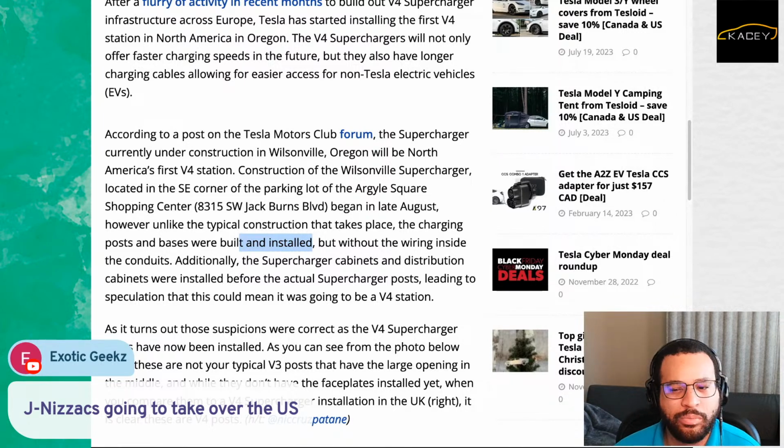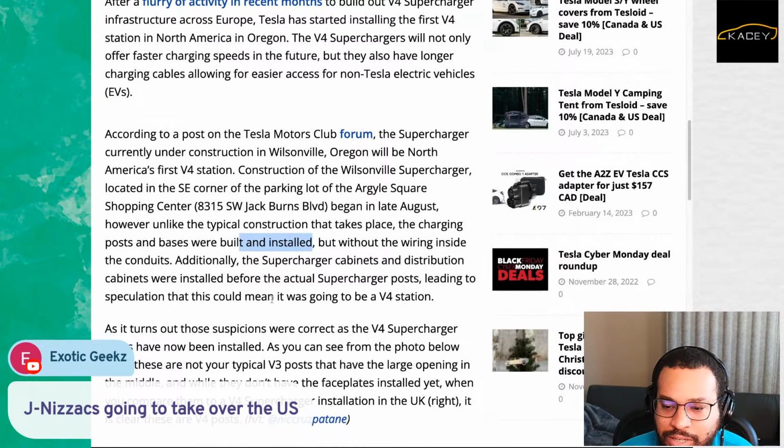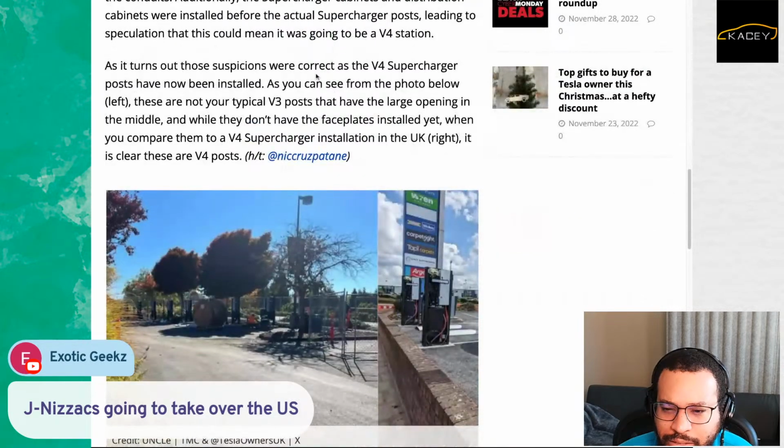Or are they saying they were pre-installed but didn't include the wiring and conduit? Either way. Additionally, the supercharger cabinets and distribution cabinets were installed before the actual supercharger posts, leading to speculation this could mean it was going to be a V4 station. As it turns out, those suspicions were correct, and the V4 supercharger posts have now been installed.